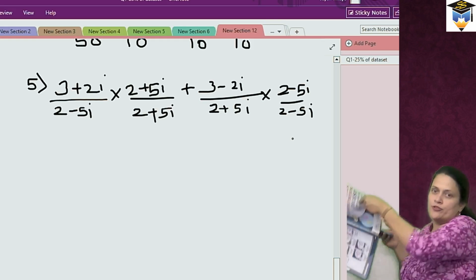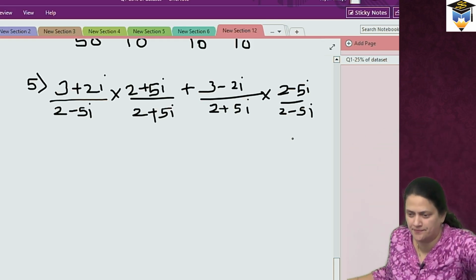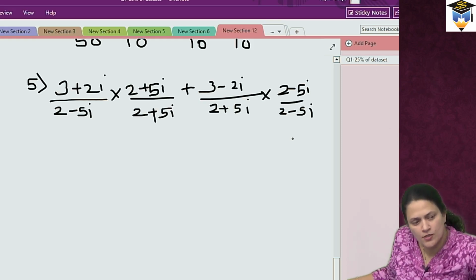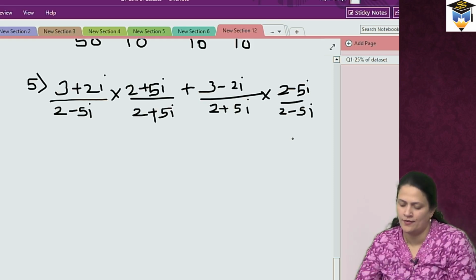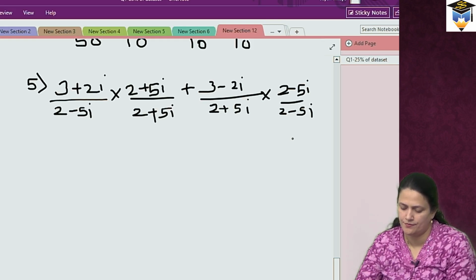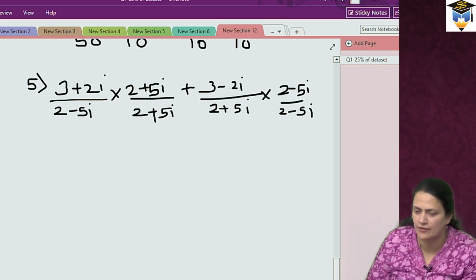Take this textbook so that you will understand. This is question number 2, the fifth one. Question number 2, the fifth sum we are solving. Okay.